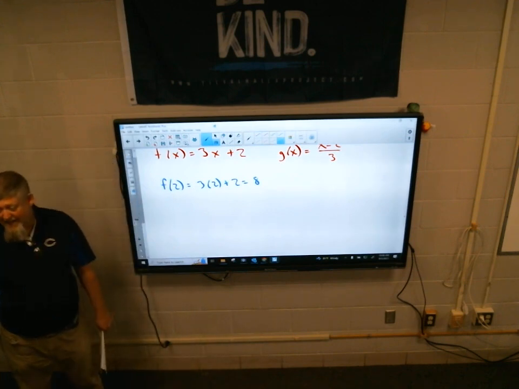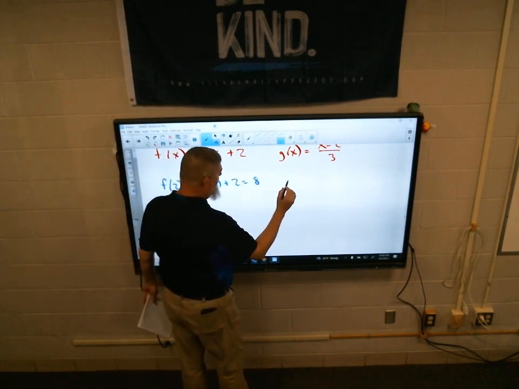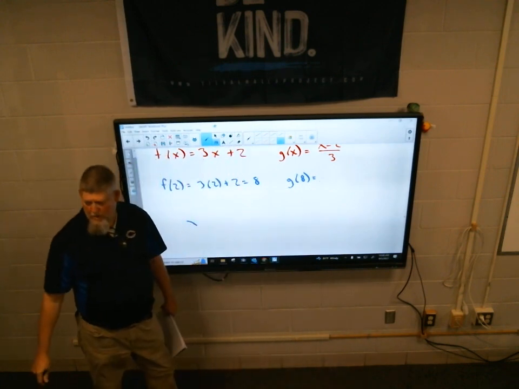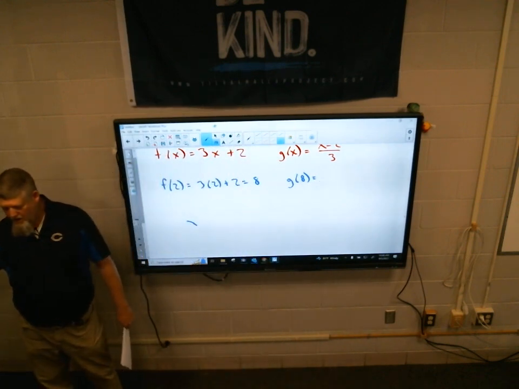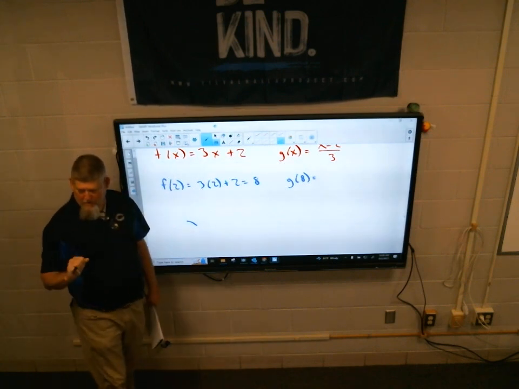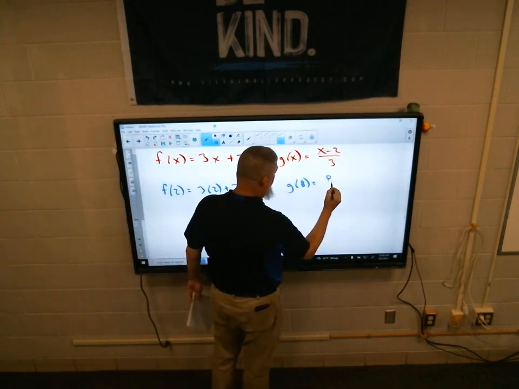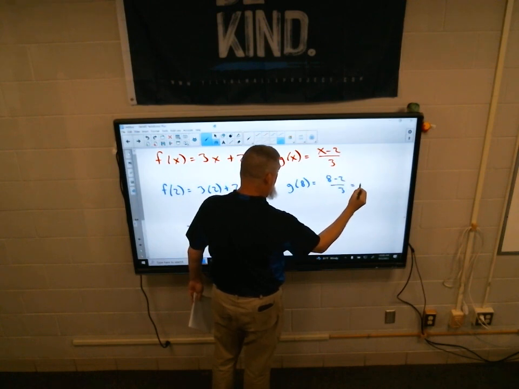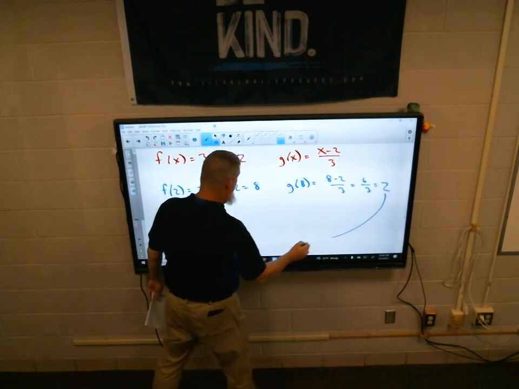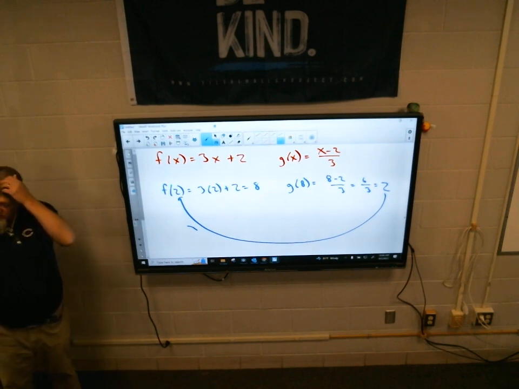Now, if g of x is the inverse function, I should be able to take that 8, plug it into the g function, and it should take me back to what I started with, 2. So let's plug in the 8. I get 8 minus 2 over 3, which gives me 6 over 3, which equals 2. So 2 is where I started. If it doesn't, they're not inverses.